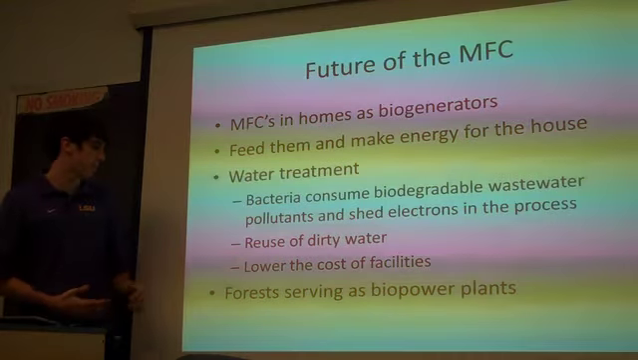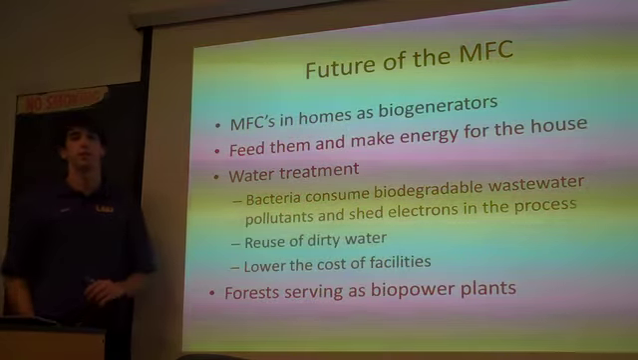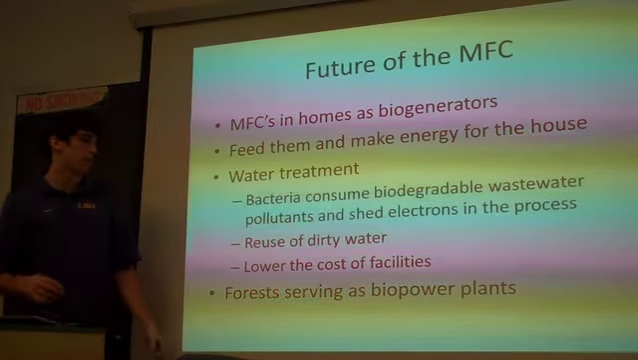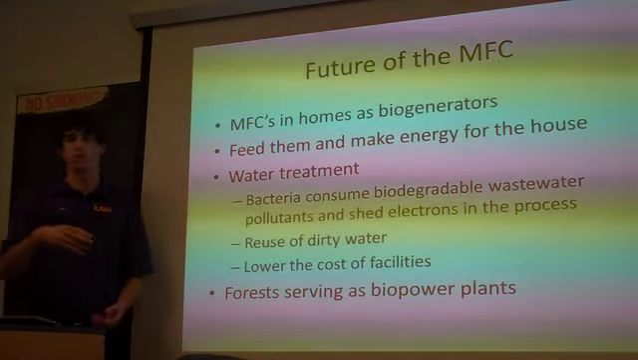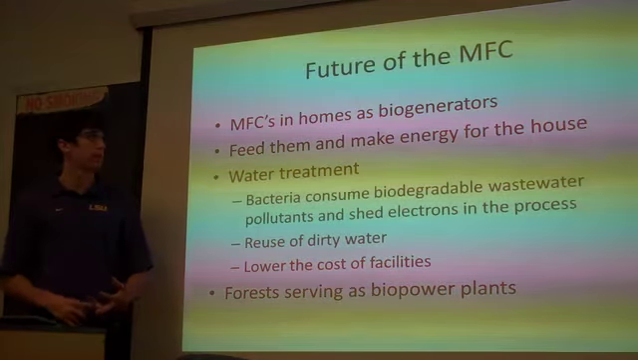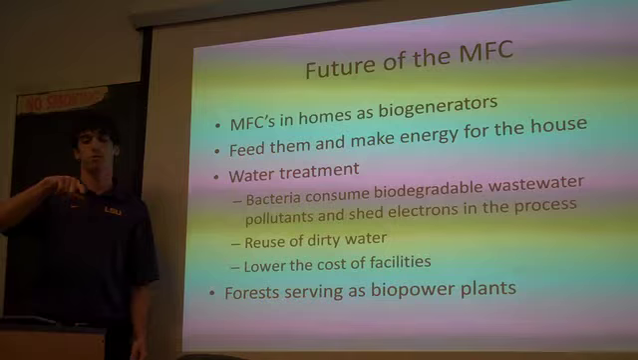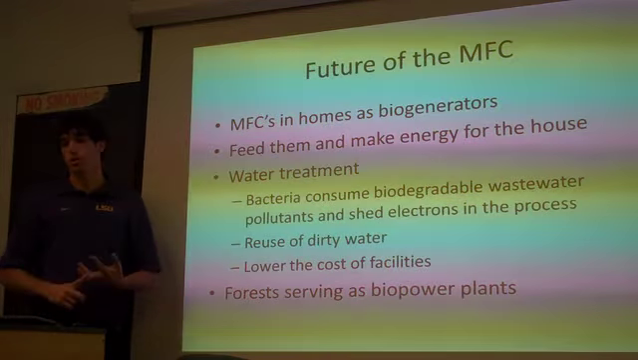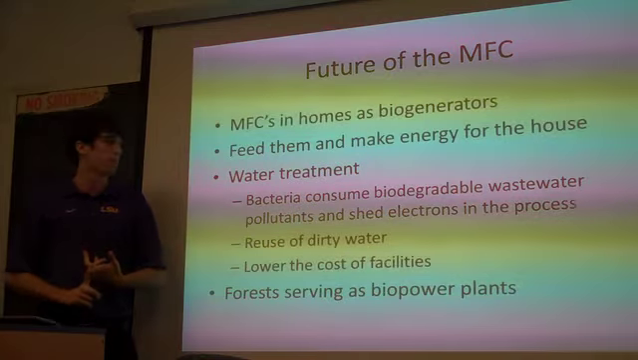And another thing that researchers have envisioned is a forest as a power plant. You can have MFCs hooked up to trees, plugged in, and they'll use the sap from the trees as food for the MFC, and then they'll recycle the sap back into the tree. So you're not harming the trees, and you're producing power from them.